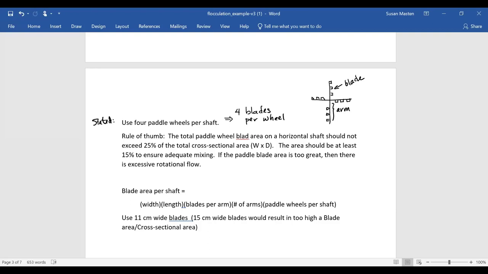Now the rule of thumb is that the total paddle wheel blade area on the shaft should not exceed 25% of the cross-sectional area. So again, this is a rule of thumb. This is not from the Ten States Standards. It's simply a rule of thumb based on experience. And the reason is, if the area is too large, then you get excessive rotational flow, and you want it at least 15% to ensure adequate mixing.